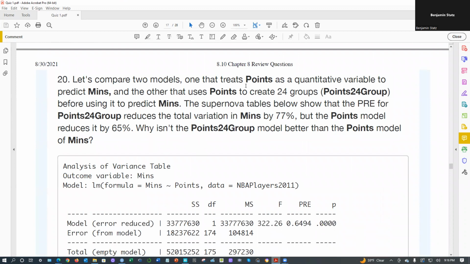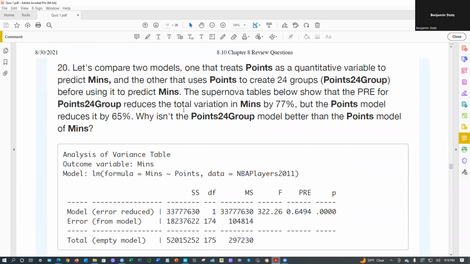Let's compare two models. One treats points as a quantitative variable to predict minutes, and the other uses points to create 24 groups before using it to predict minutes. The supernova table below shows that the points 24 group reduces the total variation in minutes by 77%, but the points model reduces it by 65%. Why isn't the points 24 group model better than the points model of minutes?